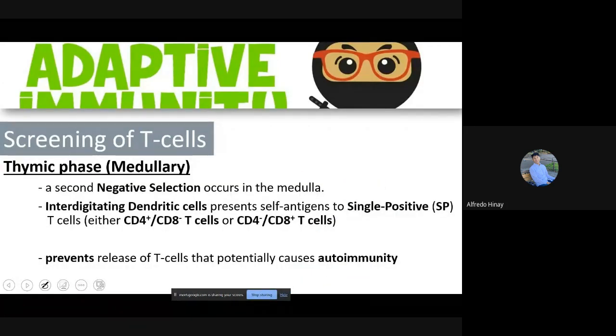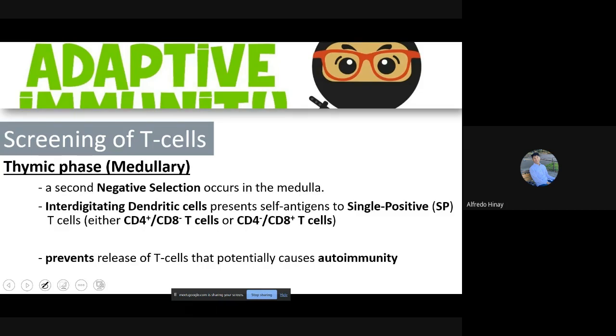Then, after the cortex, they go to the medullary part. Second negative selection occurs in the medulla. Imagine, class, they passed the first screening. When they reach the fourth year, there is another screening, class. Okay, so a negative selection occurs. Earlier, we already discussed negative selection, class. The negative selection will check the high avidity of your TCR to your self-antigen. So in this negative selection, it is high avidity.